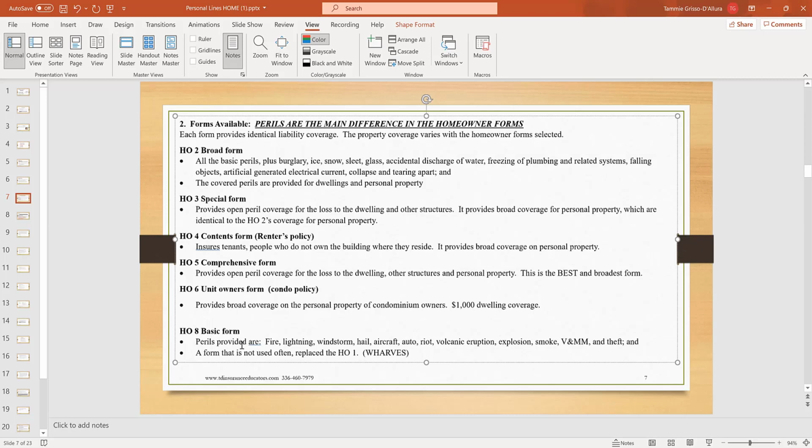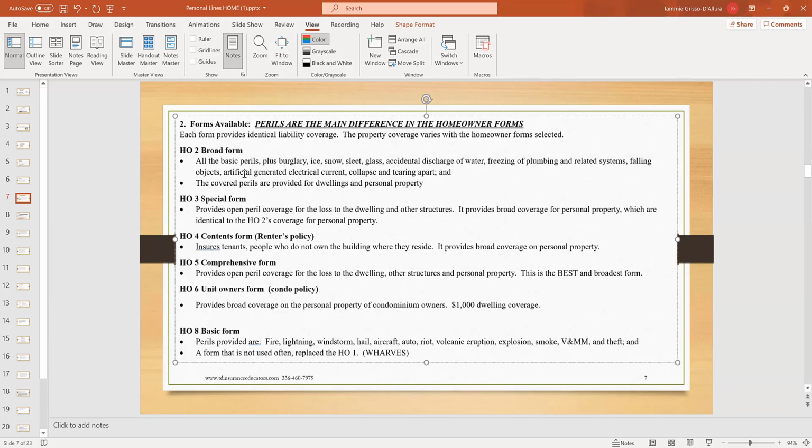Okay, so again, your HO1 is your fire, lightning, WHARVES. So if something happens to your home, an airplane hits your home, you've heard of those happening, someone's auto hits your home, all of these things are covered under your HO1 basic form. Now, if the peril is not listed there, then it's not covered.